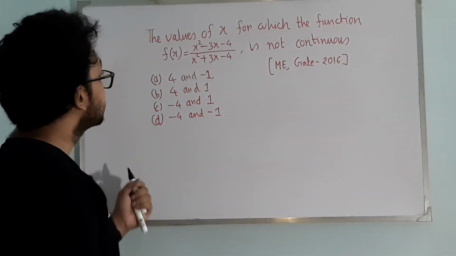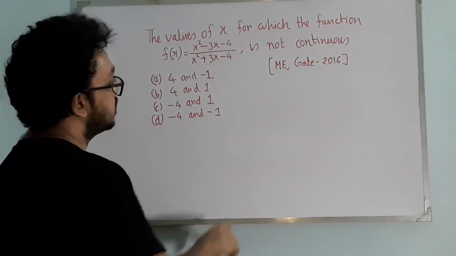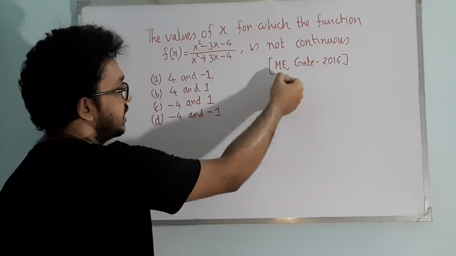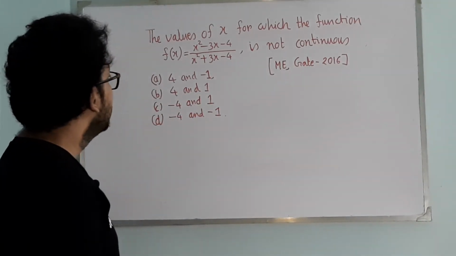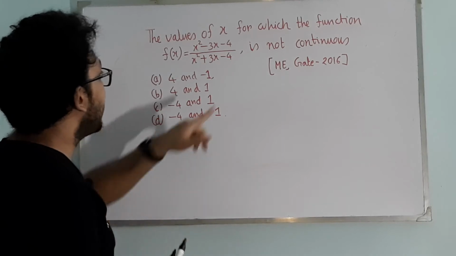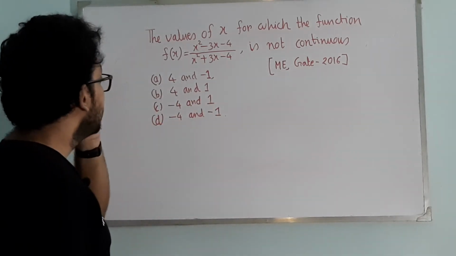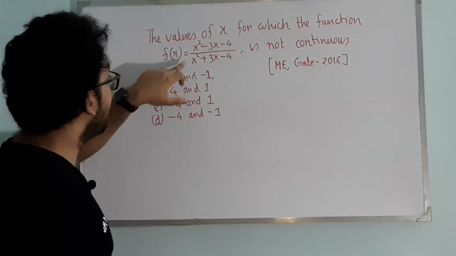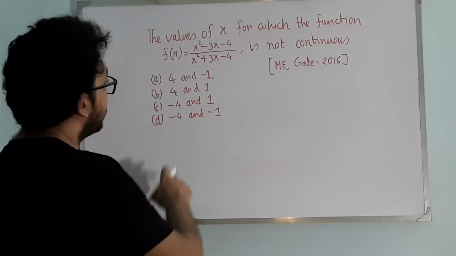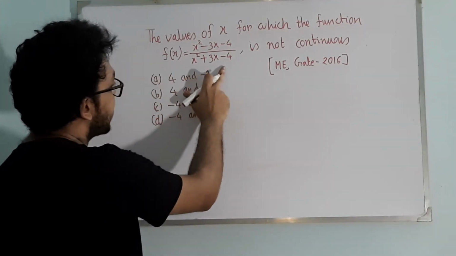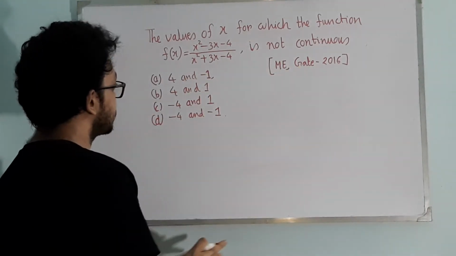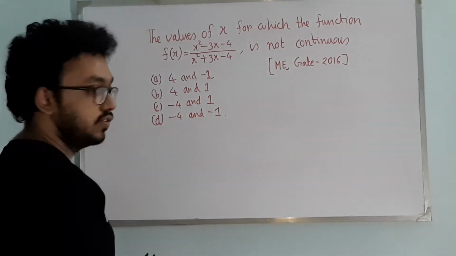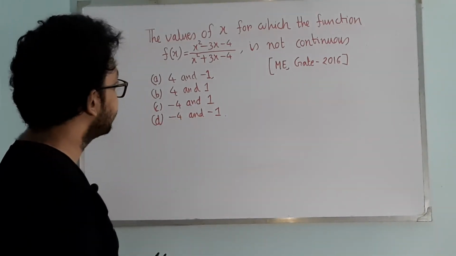So this is the third problem that we have to solve, and this problem came in GATE 2016 in mechanical engineering branch. It says that the values of x for which the function f(x) = (x² - 3x - 4)/(x² + 3x - 4) is not continuous, and 4 options are given and we have to choose the correct option.